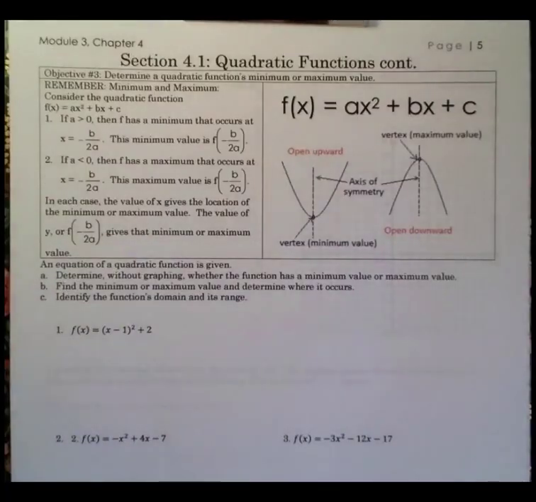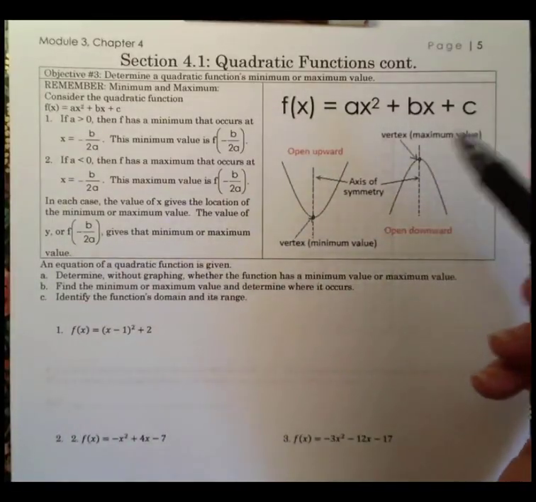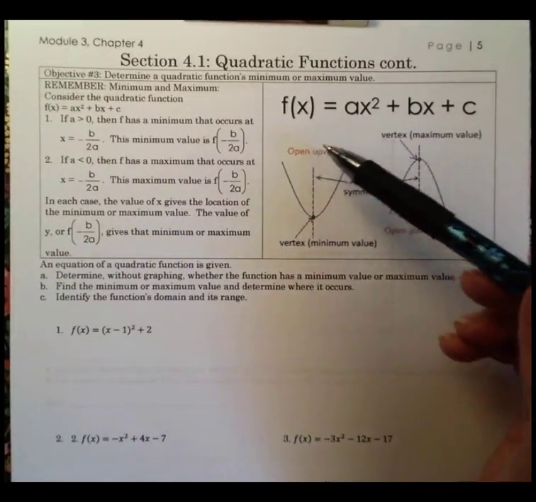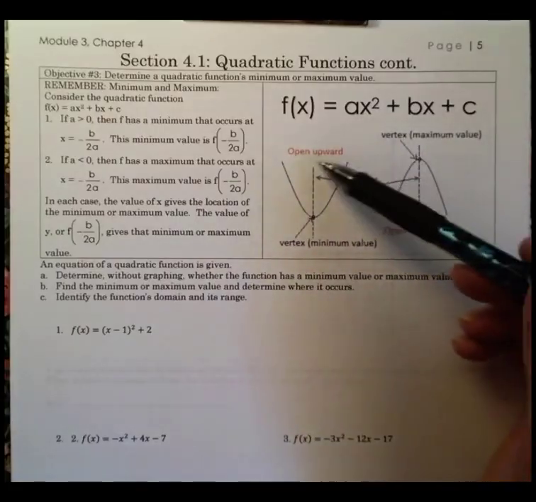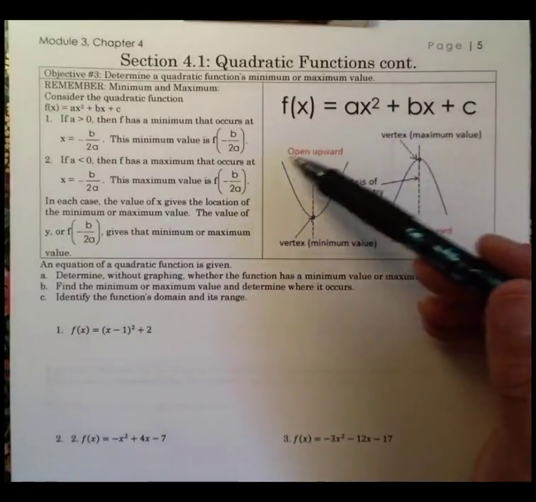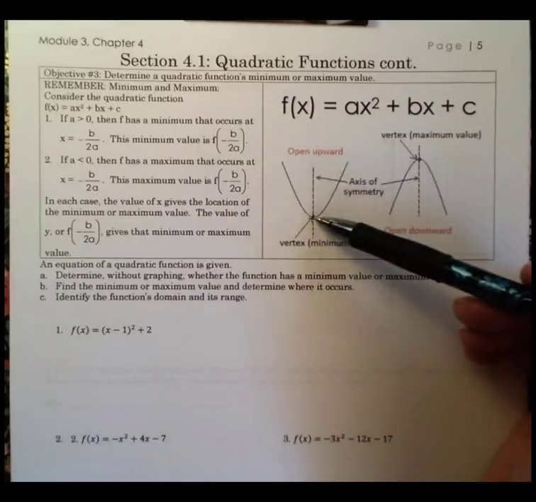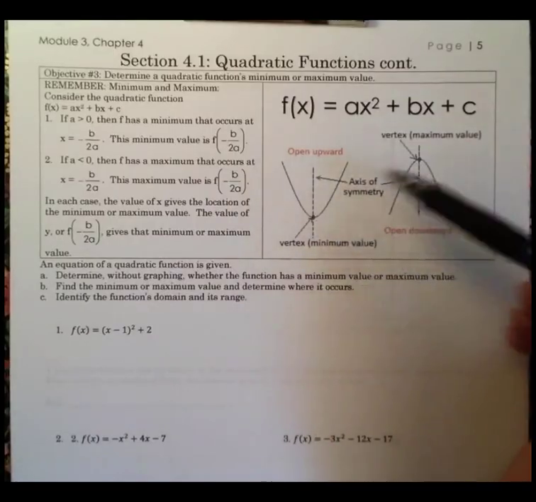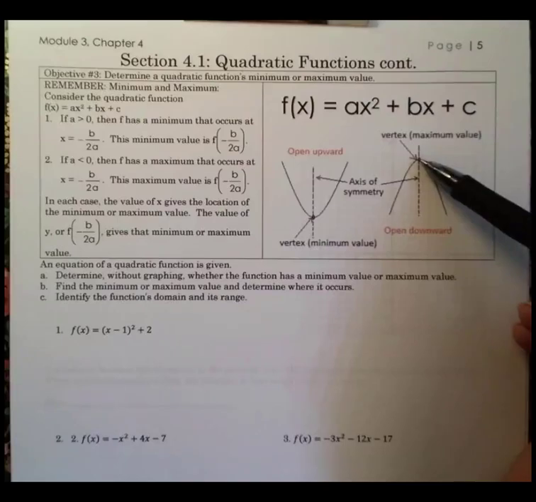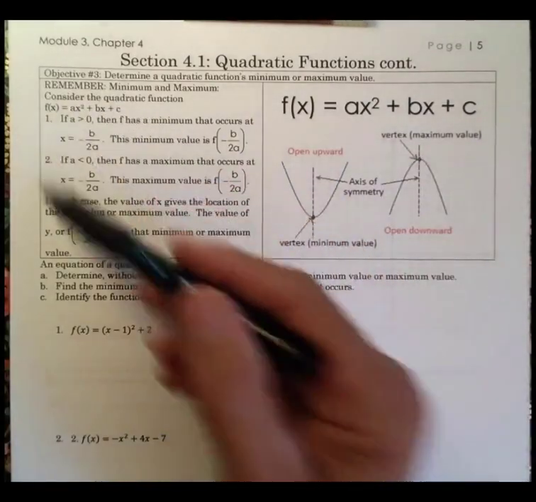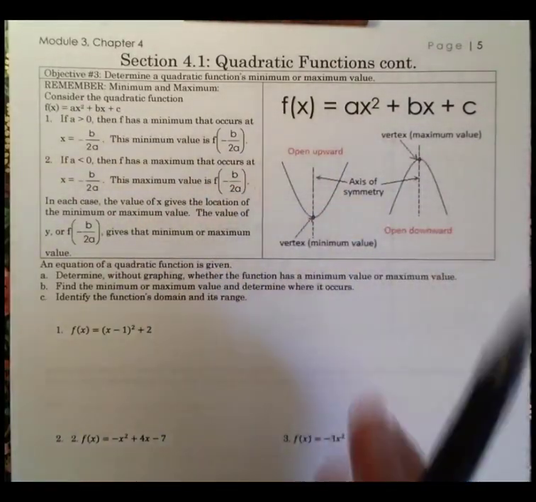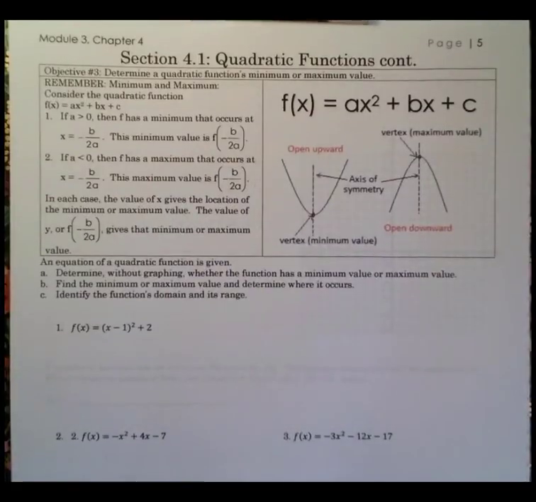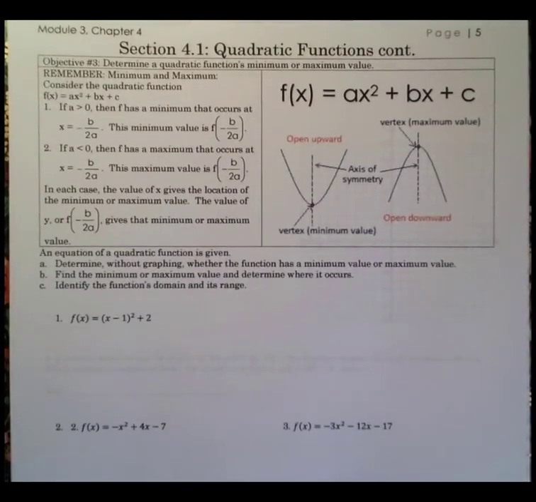On page number 5, I've given you a really quick overview, just notes at the top so you can see exactly what we're talking about when we say it opens upward, opens downward, and where the axis of symmetry is. When a parabola opens upward, of course, the vertex is the minimum value. When it opens downward, the vertex is the maximum value. Now, also over here are just some really quick notes on how to find that vertex if you're in the standard form, the general form.